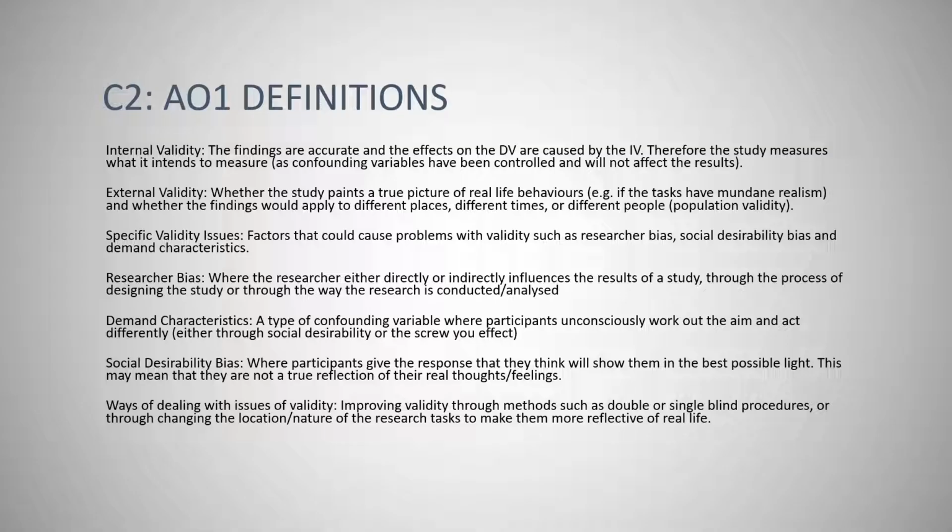Specific validity issues are factors which could cause problems with validity, such as researcher bias, social desirability bias, and demand characteristics. Researcher bias is where the researcher either directly or indirectly influences the results of a study through the process of designing the study or through the way the research is conducted or analysed. Demand characteristics are a type of confounding variable where participants unconsciously work out the aim and act differently, either through social desirability or the screw you effect.